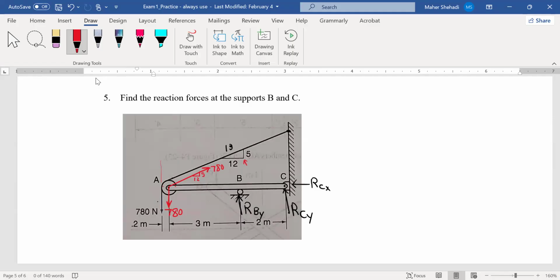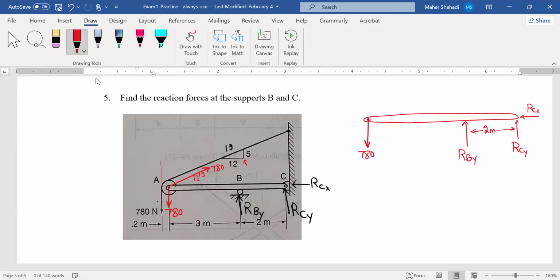So now if I draw the free body diagram, I'll get here RCX and RCY. I'll get RBY. Here it's 2 meters from here to here. And then I have this force. I have the 780 down. That's the first one. Let's put it in another color so we know which one is which.